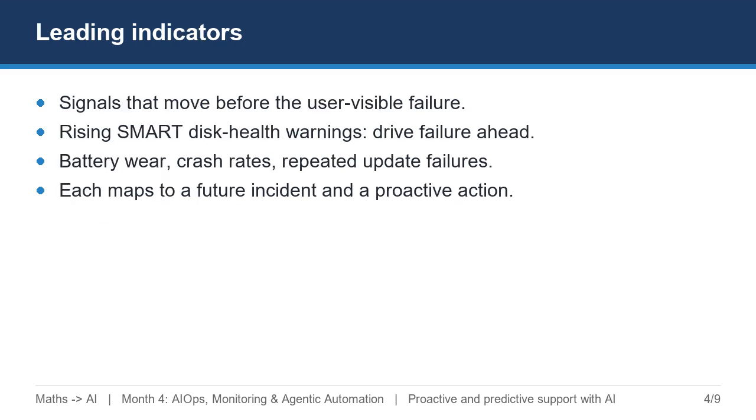The real art is choosing leading indicators, signals that move before the user visible failure. On endpoints these include rising smart disk health warnings, which foreshadow drive failure, growing battery wear, which foreshadow sudden shutdowns, increasing crash rates, and repeated update failures, which foreshadow instability and blocked users. The key is that each indicator maps to a specific future incident and a specific proactive action you can take ahead of it.